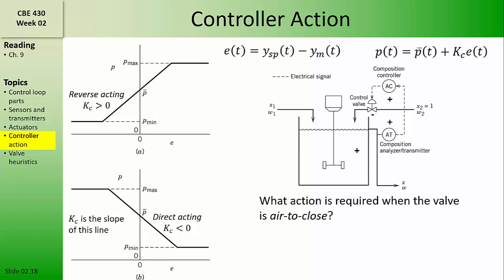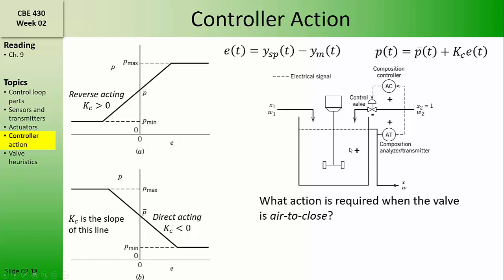It should be direct acting because if the composition of the fluid in the tank begins to increase, the signal coming out of the transmitter will also increase, which will cause the error signal to go down. And as the error signal goes down, the controller output will go up. Increasing the controller output will cause the valve to close, which will counteract the effect of the increasing composition in the tank.